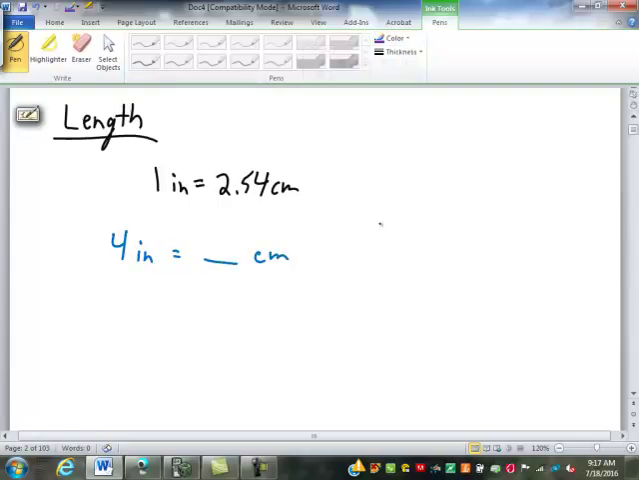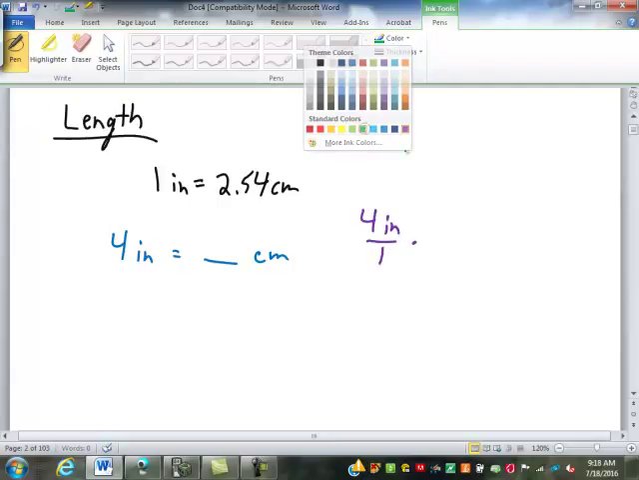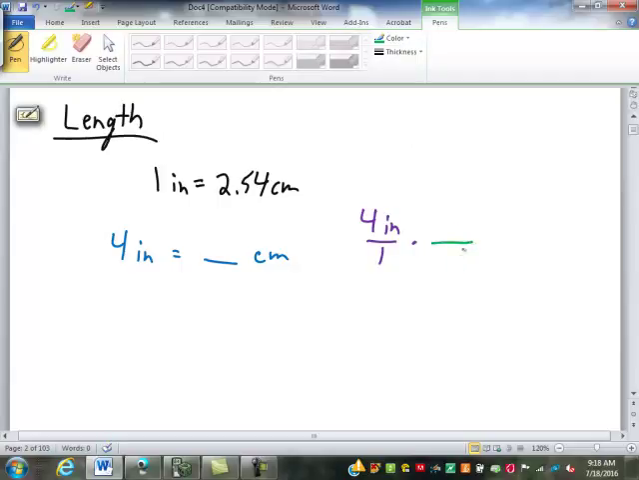Well, I'm going to set that up just like I have any of the others. 4 inches over 1 times what has to go on bottom and what has to go on top in this conversion. What goes on bottom? Inches, so they'll cancel out. So on top it'll be centimeters. That's what I'm going to. My relationship is 1 inch, so this is 1 inch on bottom, equals 2.54 centimeters. So now the inches cancel out. 4 times 2.54 is 10.16 centimeters.